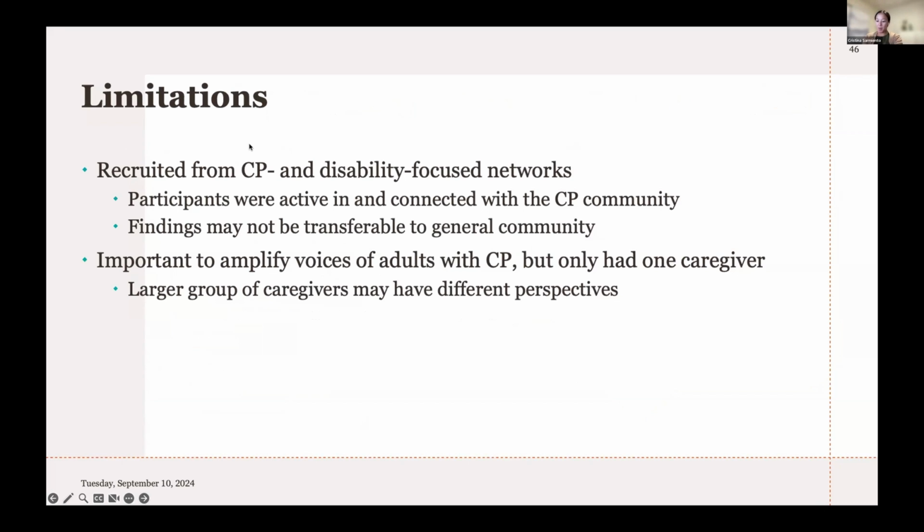And so just to wrap up here, hopefully with a few minutes left for any questions or thoughts, this study is, like all studies, not without its limitations. We recruited participants from CP and disability-focused networks, and so a lot of our participants are active in and connected with the CP community already. Their perspectives and thoughts may differ from people that are less well connected to these networks.